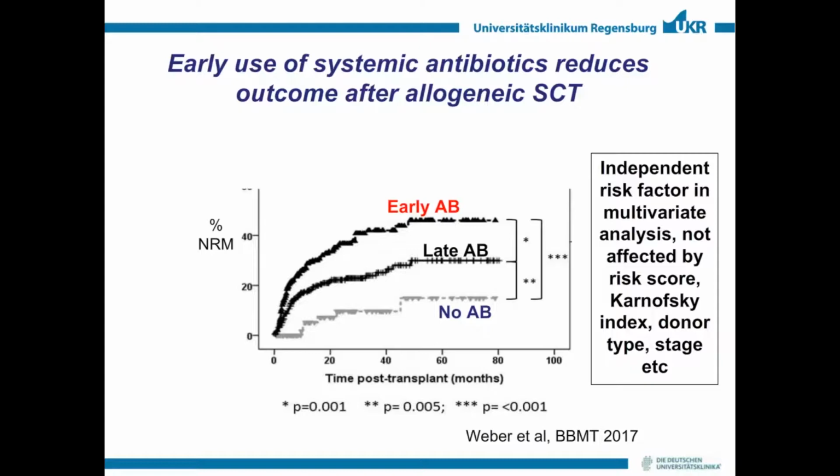Many colleagues said, okay, the early antibiotic groups are patients with far advanced disease. They have a lot of additional risk factors. So we did a variety of risk analyses, risk scores, Karnofsky index, performance index, the stage at the time of transplantation. But this effect of early use of systemic broad-spectrum antibiotics showed up in each risk group, even in the low-risk group, indicating that it's an independent risk factor for outcome.